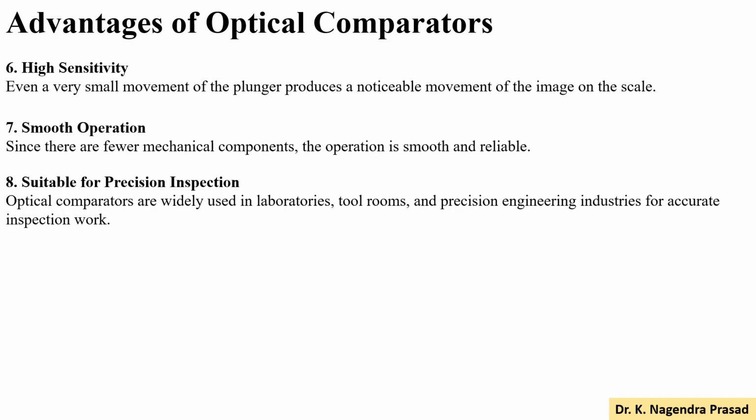And next advantage is high sensitivity. Even a very small movement of the plunger produces a noticeable movement of the image on the scale. And next one is smooth operation. Since there are fewer mechanical components, the operation is smooth and reliable. And next advantage is suitability for precision inspection. Optical comparators are widely used in laboratories, tool rooms and precision engineering industries for accurate inspection work.